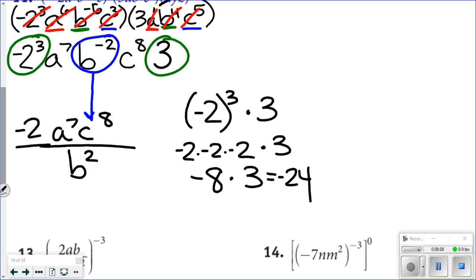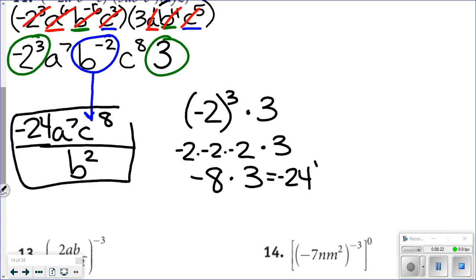power. So negative 24. And it's okay that this number is negative because it has a positive exponent of 1. Okay, so a negative number is okay, but a negative exponent is not. So your answer is negative 24, a to the 7th power, c to the 8th power, over b squared.